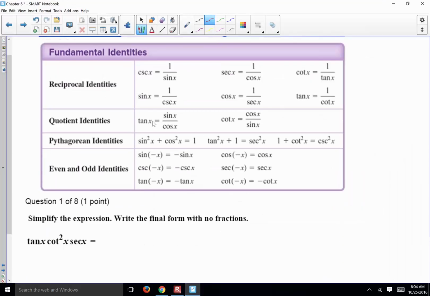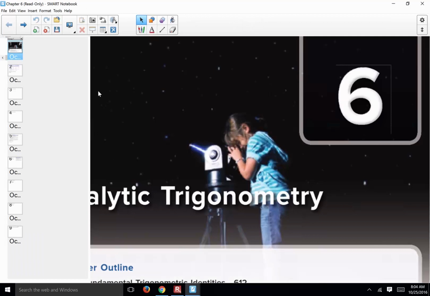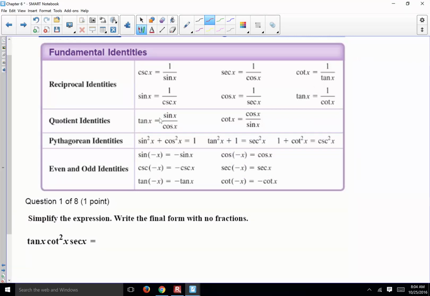Okay? The second group is quotient identities. It's tangent and cotangent only. Tangent is sine over cosine. Cotangent is cosine over sine. The third group coming in, again, these are not new. You have already seen these before. Maybe we didn't mention the sine and cosecant relation directly, but you can flip these two sides and get that one. Flip this side, 1 over cosine, cosine, secant, 1 over secant. Okay?